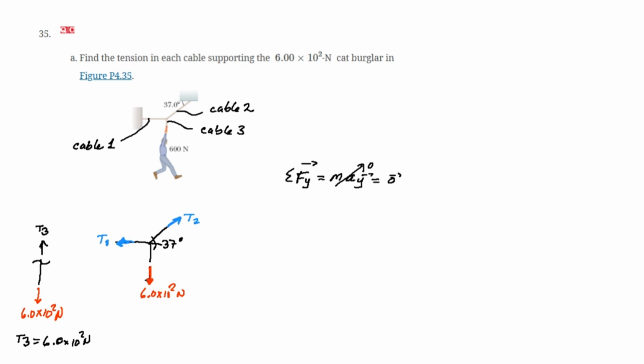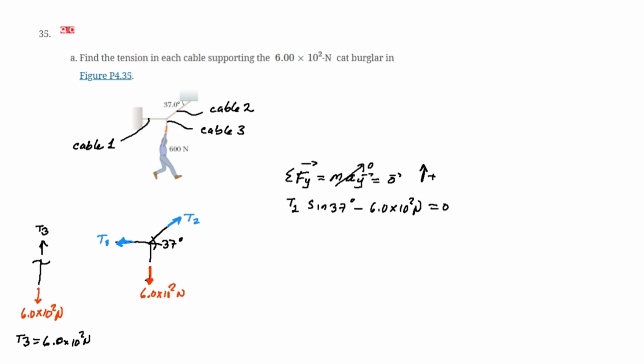Then, which are my forces in Y? I have the Y component of tension 2. I will take as positive those forces that point upward. So we say the Y component of tension 2 is tension 2 sine of 37 degrees, minus the other force in Y, the weight, so 6.0 times 10 to the second newtons, or 600 newtons, which is equal to 0.